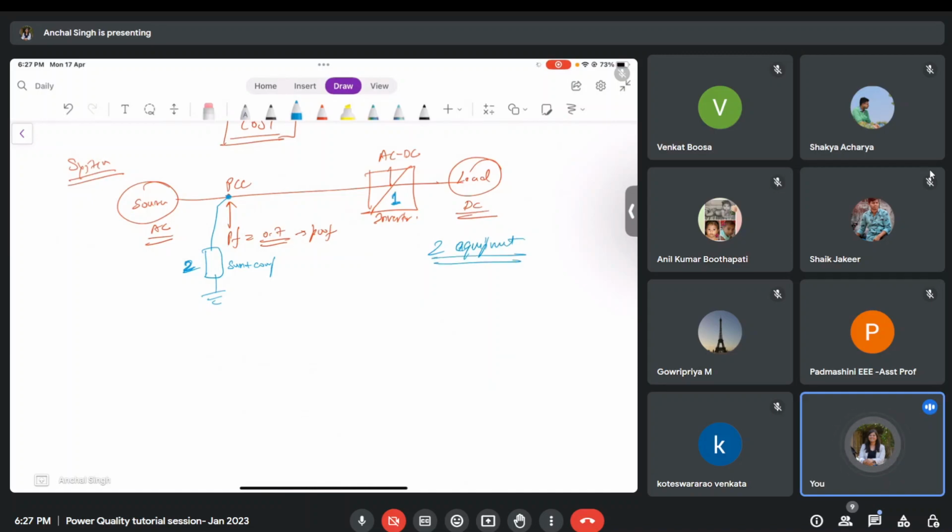Now I am giving you another solution to the same system. Again I have a source, then I have a load, the nature of source is AC and the nature of load is DC. So I needed an inverter, right? An AC to DC converter. Let me call it inverter 1. Since the power factor at this point of common coupling was low, I wanted to improve the power factor.